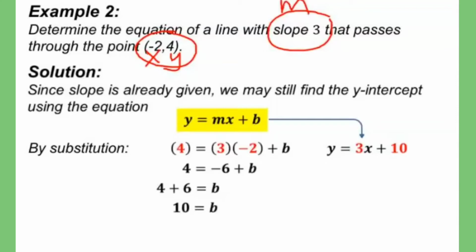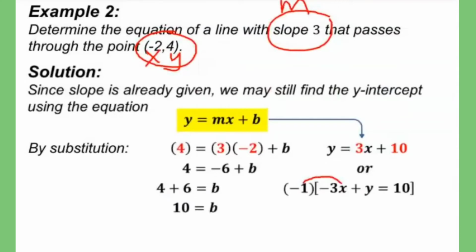This is already the final answer if our required equation is in slope-intercept form. But if the required equation is in standard form, we need again to manipulate the equation. Ililipat lang natin yung positive 3x to the left side. So we now have negative 3x plus y equals positive 10. Dahil ang first term natin ay negative, kailangan nating mag-multiply ng negative 1 sa whole equation.